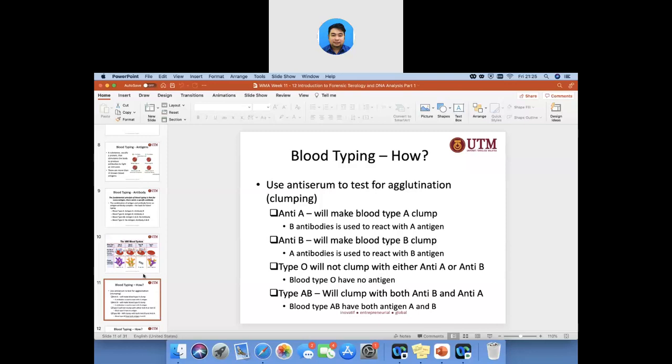But if you put anti-A and anti-B and both agglutinate, it means that it is AB. But when you put anti-A and anti-B and both do not agglutinate, then it is type O. Can you imagine? Right? Okay, moving on.